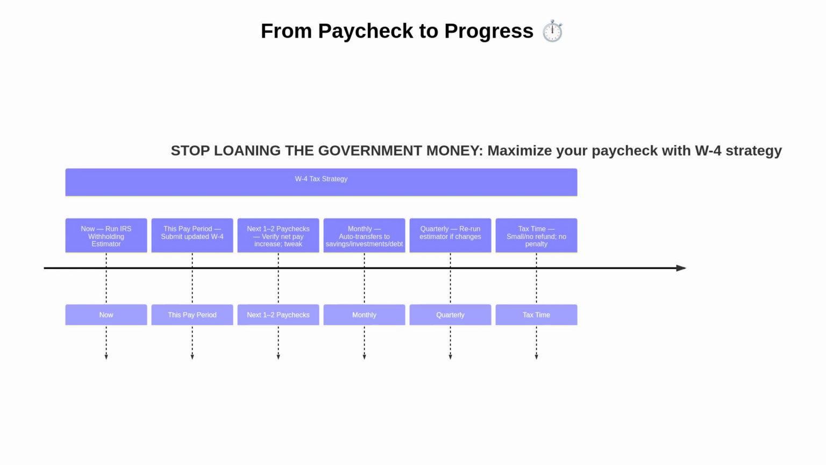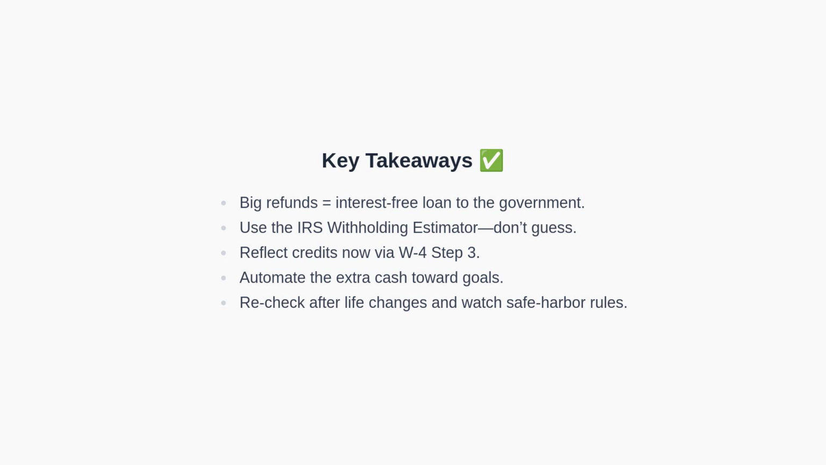To consolidate the learning, here are the key takeaways. First, large refunds signify an interest-free loan to the government. Second, always use the IRS withholding estimator rather than guessing. Third, reflect credits immediately via W-4 Step 3, to increase your paychecks during the year. Fourth, automate the additional cash toward your goals. Finally, recheck withholding after life changes, and be mindful of safe harbor rules to avoid penalties.